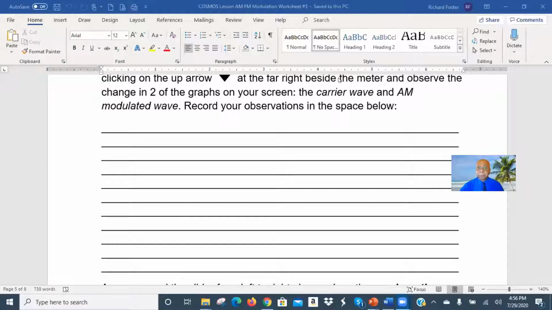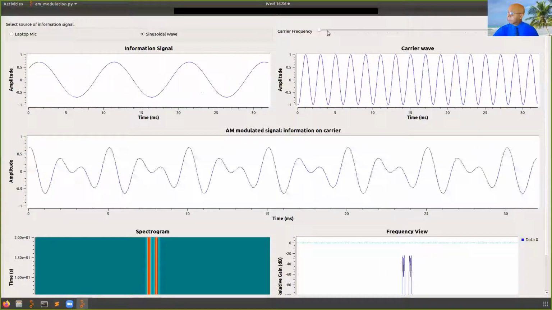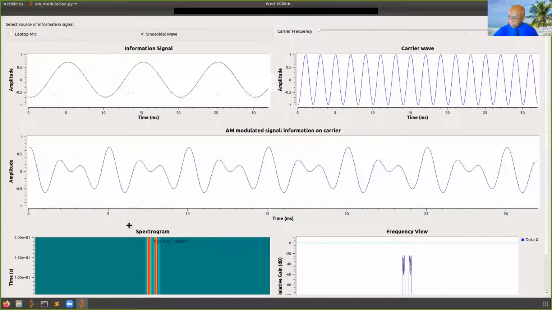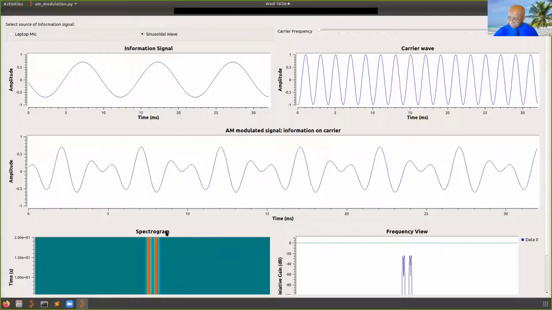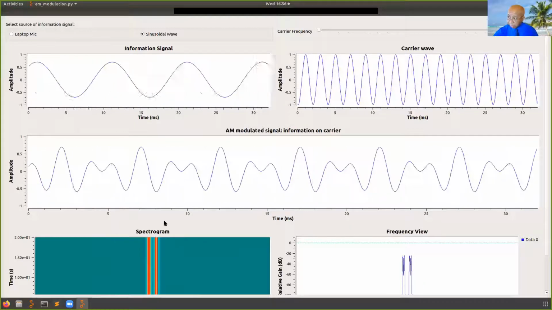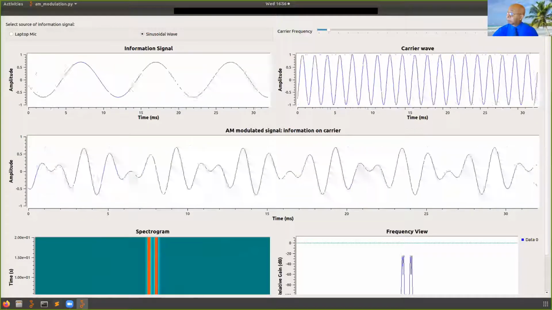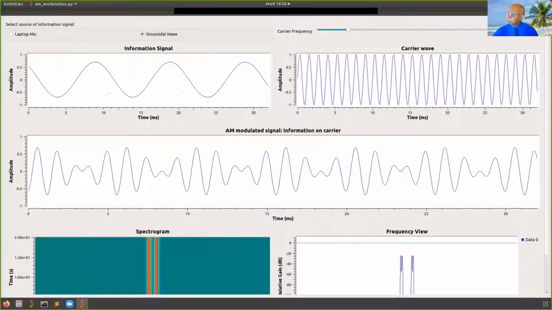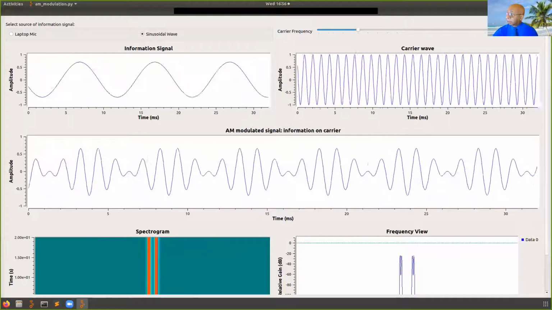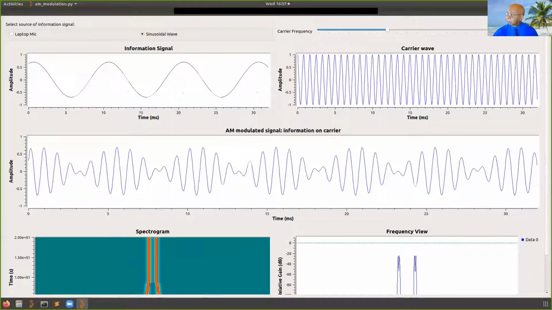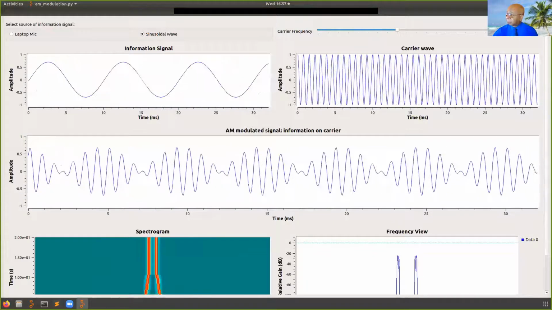Okay, so let's go back to our toolkit. The slider is back to 0. Now I want you to watch the changes that happen in the spectrogram. Just the spectrogram, nothing else. Observe the changes that are going to happen with the spectrogram. I'm going to click the up arrow. Observe. It's loading. I'm just going to keep clicking. Observe the changes.